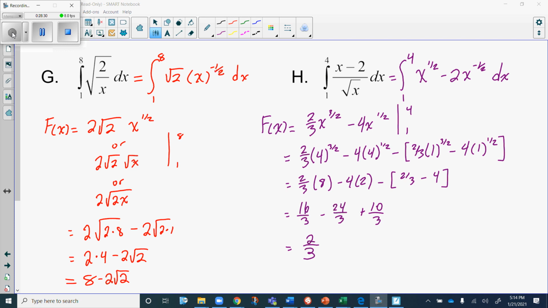Take the antiderivative, and I get 2/3 x to the 3/2 power minus 4x to the 1/2 power. And we will be evaluating it over the interval from 1 to 4. So substitute the upper bound first into the function, subtract the function with the lower bound substituted into it, and it works out to be 2/3 positive.